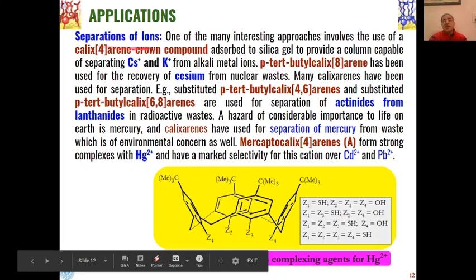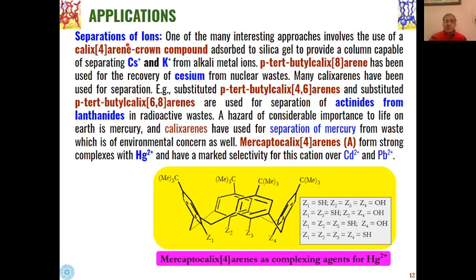Then calixarenes can be used for separation of different types of ions, and one of the most important approaches is the use of these calix[4]arene and crown ether compounds absorbed on silica gel to provide a column which is capable of separating cesium ions and potassium ions from alkali metal ions. So this is one important application where we can separate cesium ions and potassium ions from alkali metal ions.